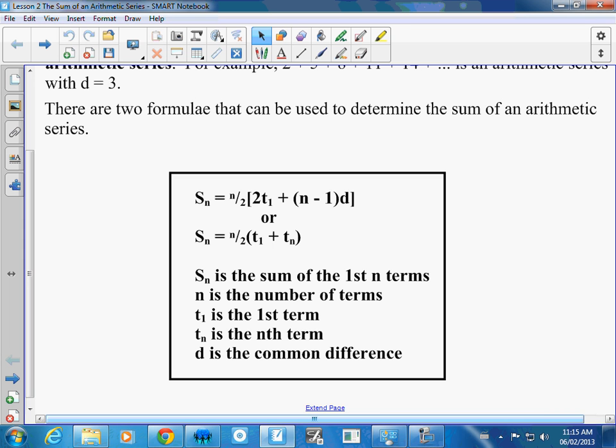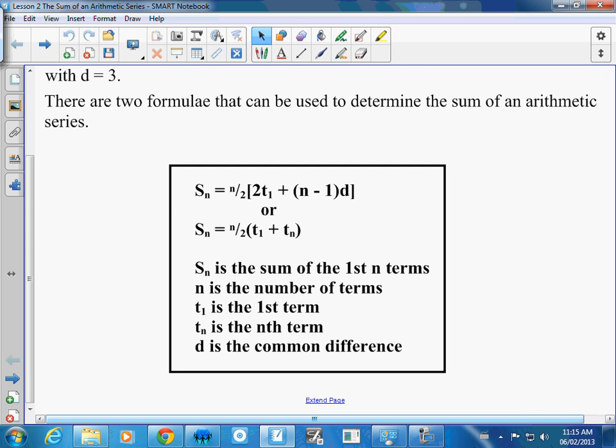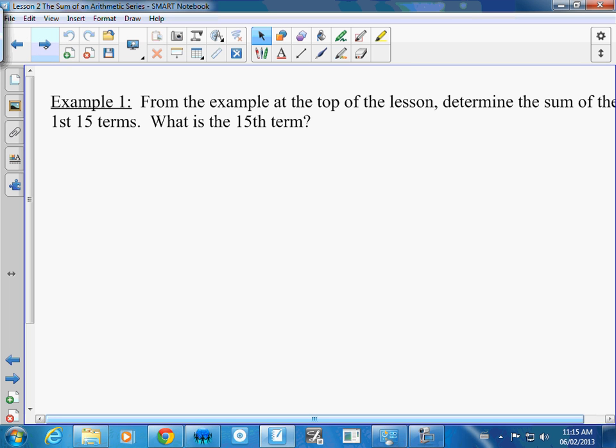Okay, so let's do example number 1. Is it at the bottom of your page? Where is it? Is it the next page? I can't remember where I did the notes. Yeah, example number 1. Next page. There we go. From the example on the previous page, what is the sum of the first 15 terms?